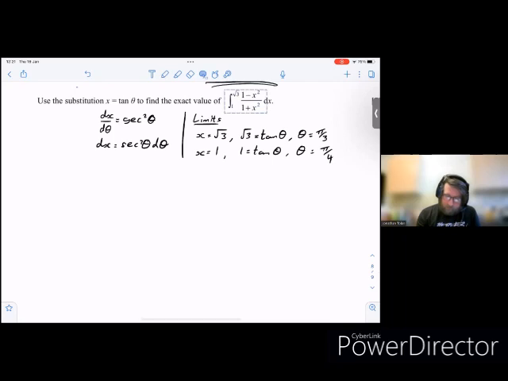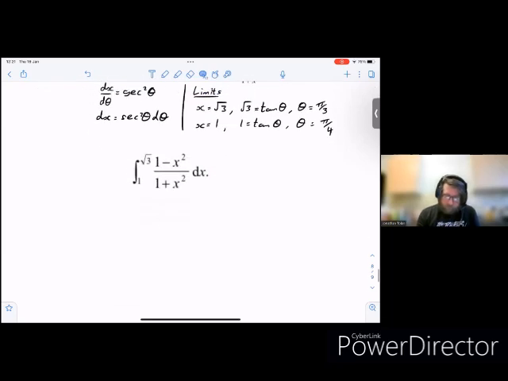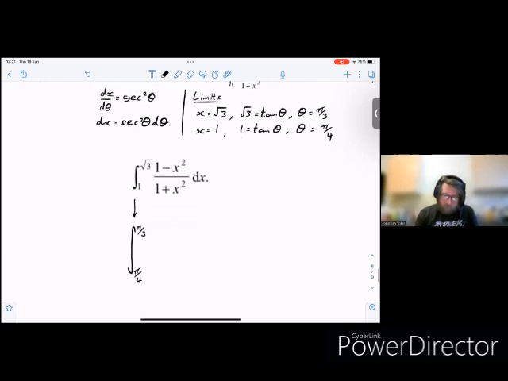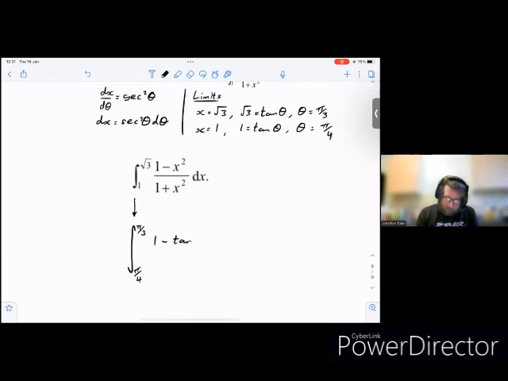So let's take the integral and sub everything. Okay, so the limits turn into pi over 3 at the top, pi over 4 at the bottom. 1 minus x squared. So x is tan theta, so this will become 1 minus tan squared over 1 plus tan squared. And dx turns into sec squared theta d theta.